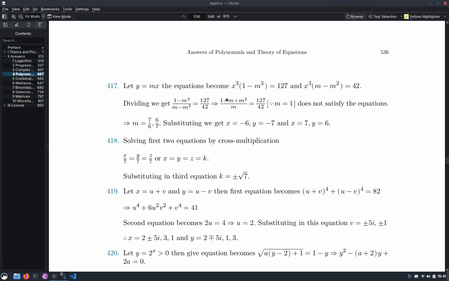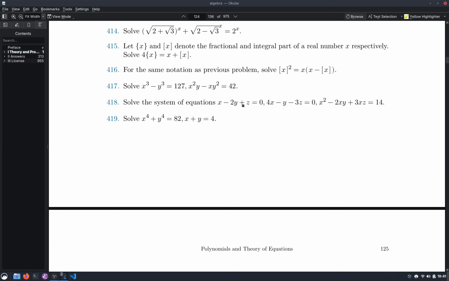So now what we have is 1 plus m square by m is equal to 127 by 42. That's a simple matter of solving. You get m is equal to 7 by 6 and 6 by 7. So we substitute this in this equation. Sorry, we don't substitute here, we substitute here rather. So we get x is equal to minus 6, y is equal to minus 7, and x is equal to 7, y is equal to 6.